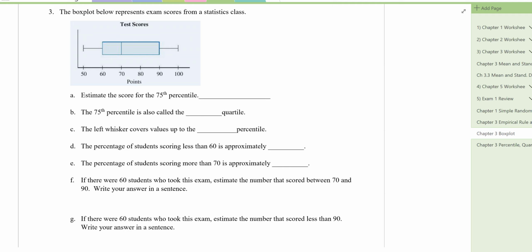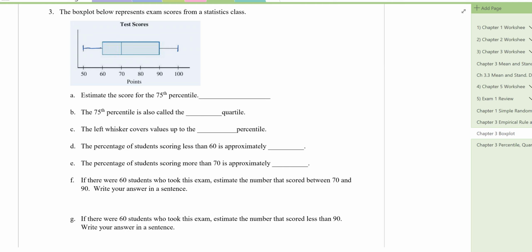Let's do one more problem on reading box plots. Note that this box plot does not have any outliers. And the whiskers, notice that this is the right whisker, and there's the left whisker here. So let's use this diagram to answer the following question. Note that this box plot represents exam scores for a statistics class. So let's look at part A.